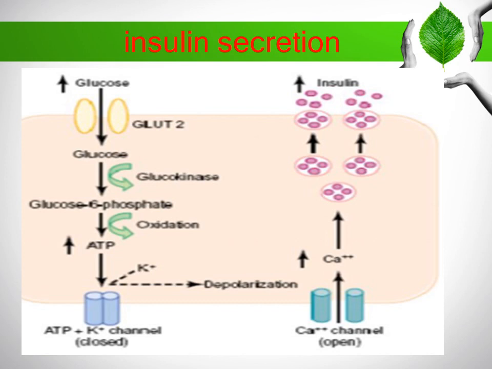So glucose goes inside the cell through the GLUT2 receptor, then it is metabolized to produce energy. This energy closes potassium doors, which leads to depolarization of the cell wall and opens calcium channels, which leads to insulin secretion. Then insulin goes through the blood to act in different organs.